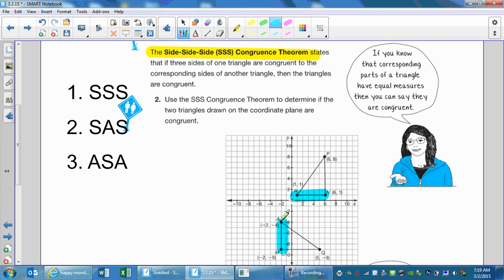So we want to see if those two are the same. Does MA equal NR? Then we'll want to see, does MQ equal NP? And then we know Pythagorean theorem, so we can use those two lengths to solve for C. A squared plus B squared is C squared, and see if the C, the hypotenuse, is the same. If you know that corresponding parts of a triangle have equal measures, then they're congruent. And since we're using side, side, side, this is called the SSS theorem.